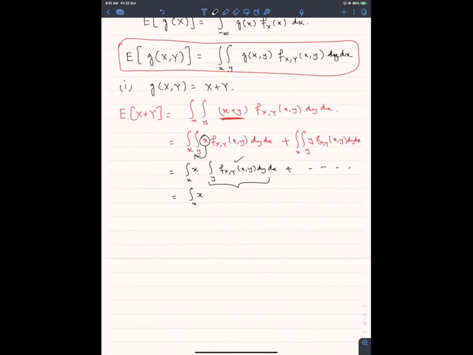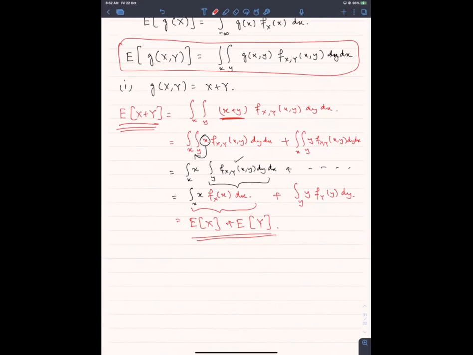You have integrated y out of the joint, so what is left behind? You are left with the marginal PDF of x, dx, plus a similar thing here, which will be y f_Y(y) dy. And recognize what this is: this is nothing but the expected value of x, and this is the expected value of y. So the expected value of the sum of random variables is equal to the sum of the expected values of the random variables. This is for the case of 2, and it works for 3, 4, 5, all cases.